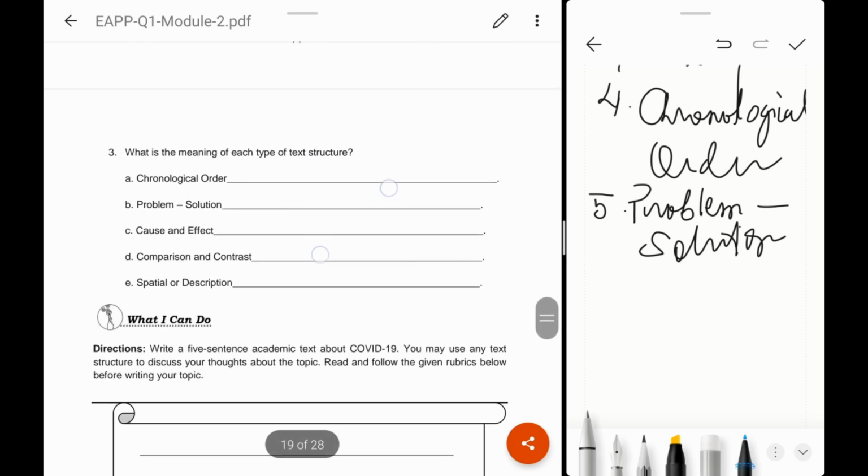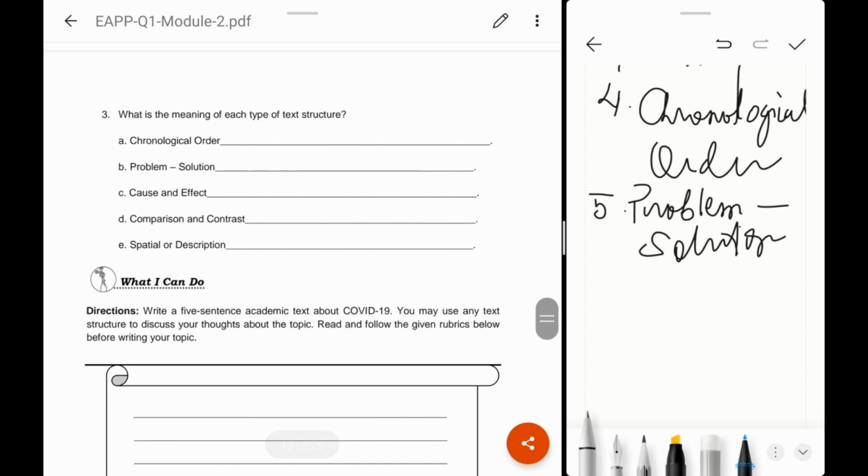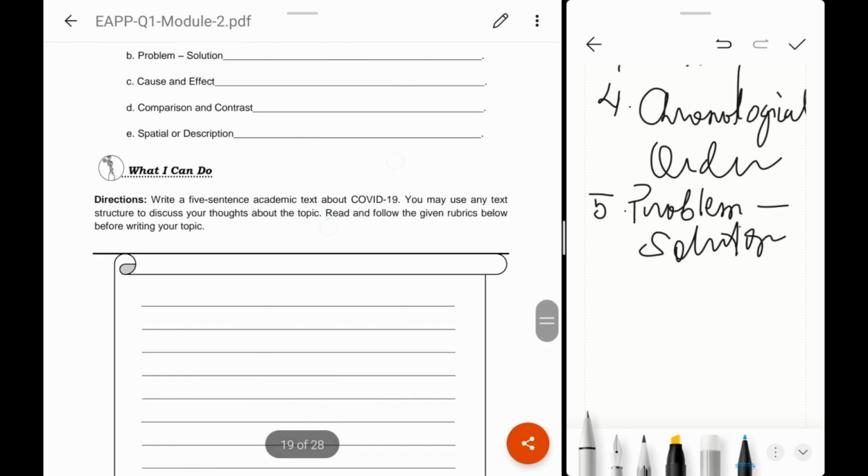Okay? And then here, what is the meaning of each type of text structure? So, pag chronological order, ano ibig sabihin nun? Pag problem solution, ano ibig sabihin nun? Madali lang, di ba?